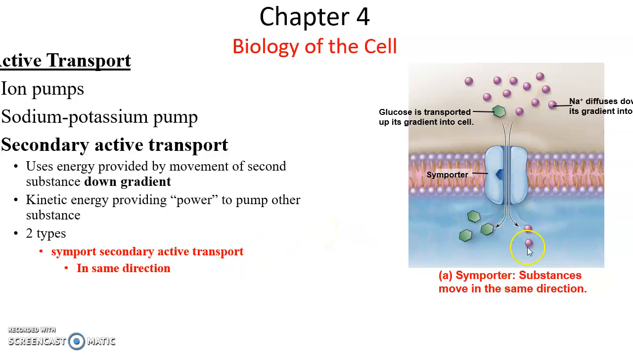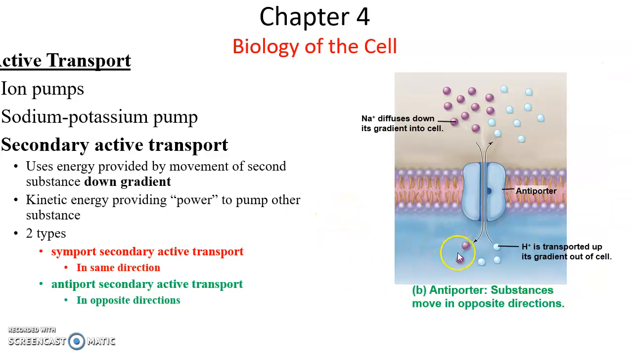Since both things are moving in the same direction, it is called a symporter. Surprise, surprise, there's also antiporters, where something like sodium ions might be moving in via the concentration gradient, and then something else, say hydrogen ions, is moving out, going against the gradient. And that would be an antiporter. And again, this is using kinetic energy to drive the movement of something else. So technically, ATP isn't involved.